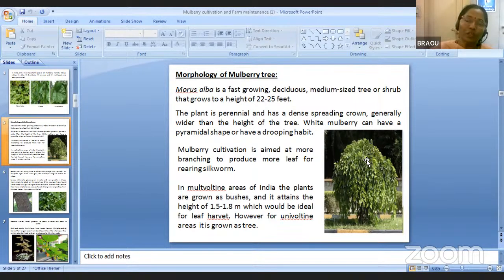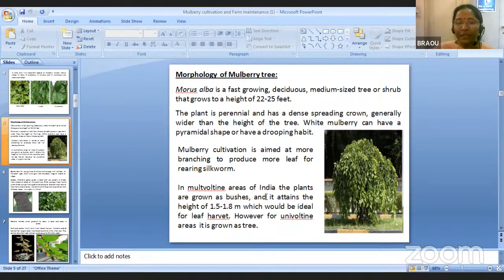the more the leaves. With more leaves, the larval forms of the silkworm are fed properly so that we get a good amount of silk thread. So in multi-voltine areas, what do you mean by multi-voltine? Where you have a number of generations in a year. If it's univoltine, it's only one generation per year. And if it's divoltine, it is two generations per year. But in multi-voltine, you can have 3 to 4 generations in a year.